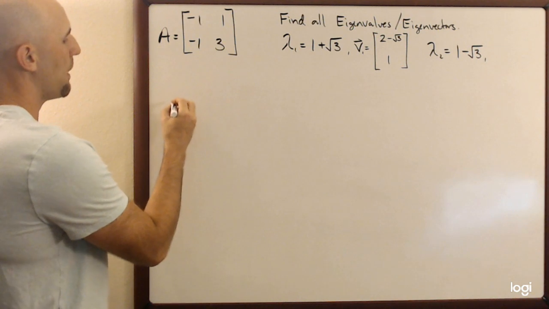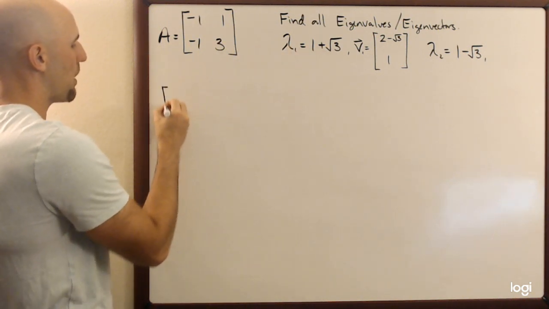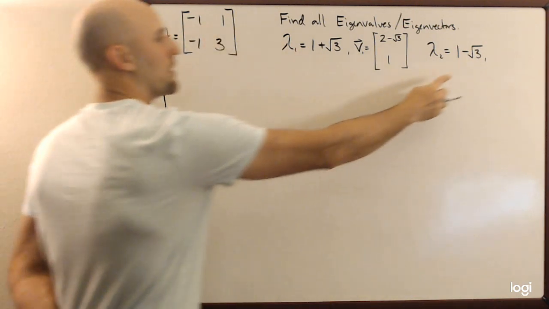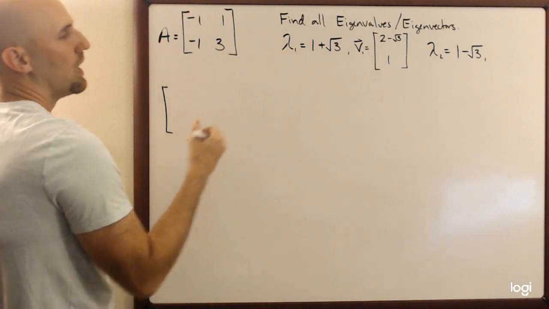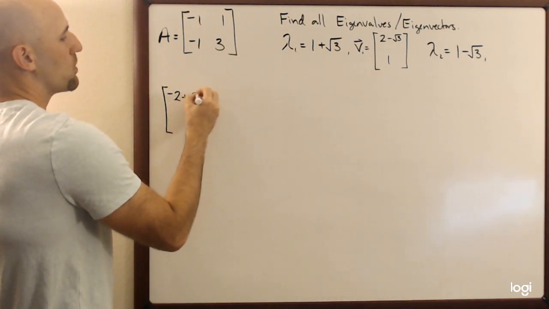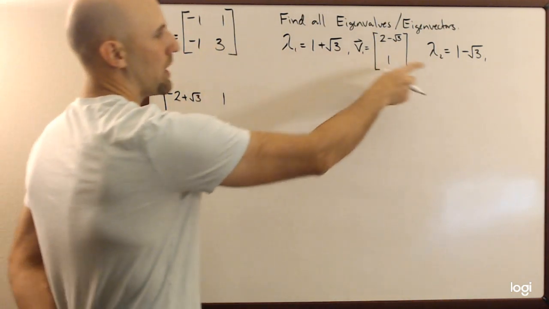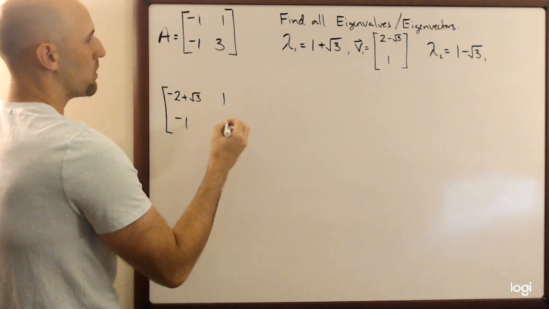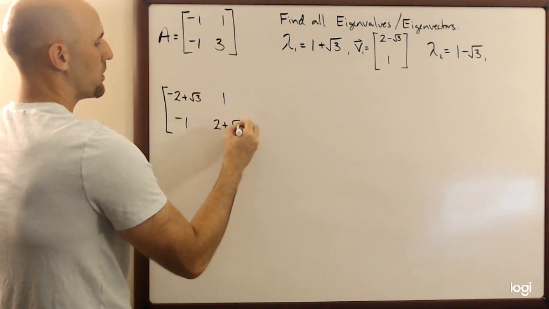Always going to verify. All right, so let's do lambda 2. Again, A minus lambda I. We'll set that one up just like we did previously. Subtract this value from each of your diagonal values. Negative 1 minus 1 minus square root of 3 gives me negative 2 plus square root of 3. That's a 1. Negative 1. And I have 3 minus 1 minus square root of 3. That gives me 2 plus square root of 3.